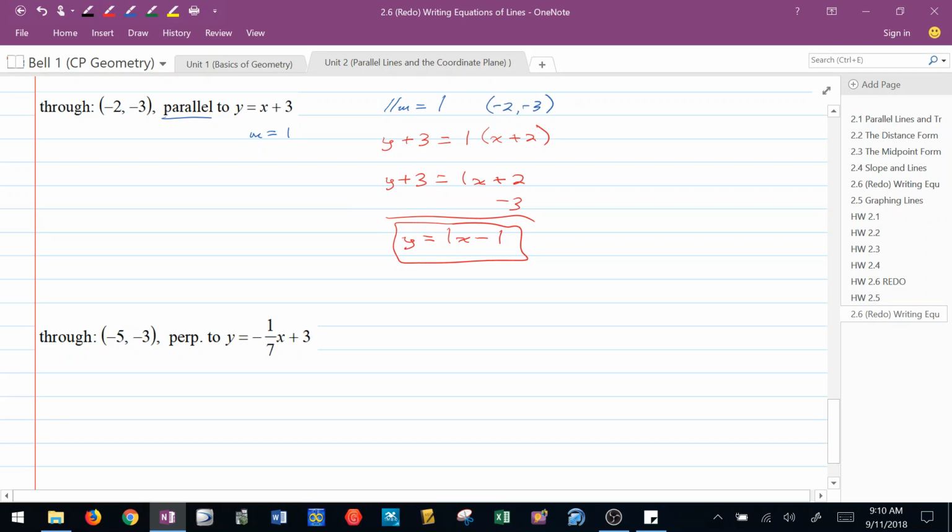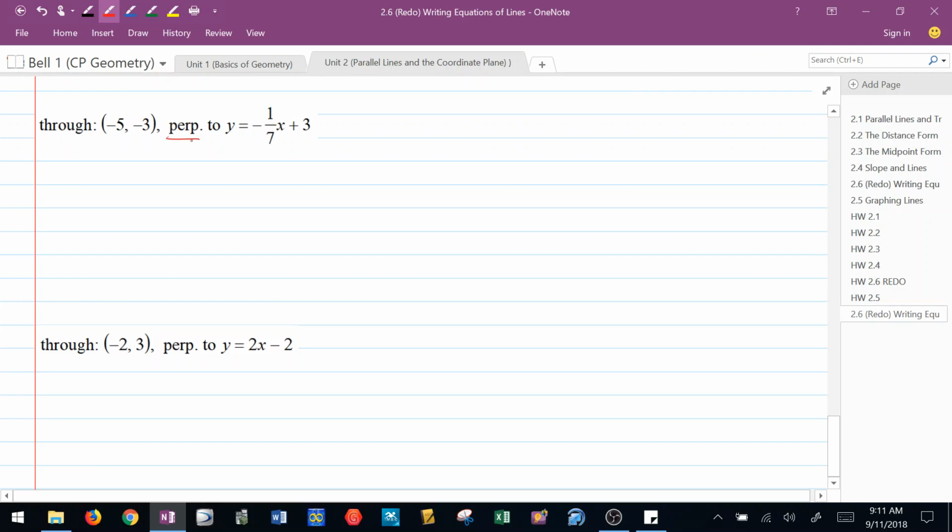All right. So now our focus changes over to perpendiculars. So if it's perpendicular, I need to know how to figure out the perpendicular slope. The given slope is negative 1/7. For perpendicular slopes, the product of the slope and the perpendicular slope is negative 1. That's the geometric principle. But an easy way to remember it is it's the opposite reciprocal. If the slope is negative, our new slope is positive. Take the fraction, 1 over 7, and find its reciprocal, or flip it over, so this new line has a slope of 7. They tell me it has to pass through the point negative 5, negative 3.